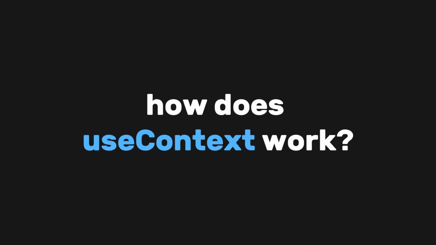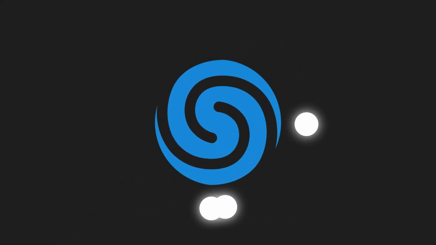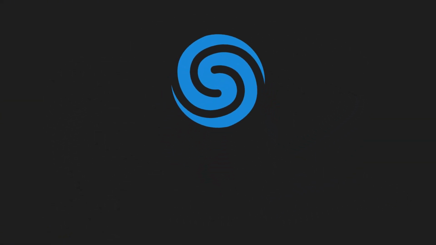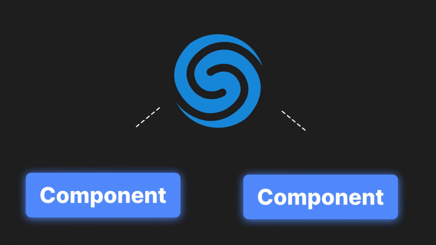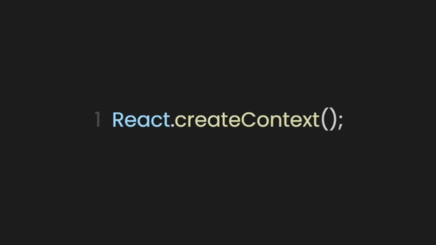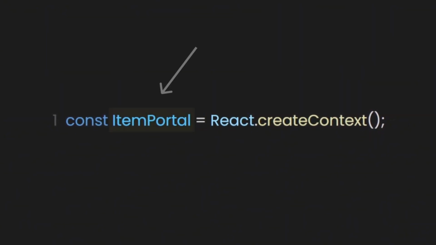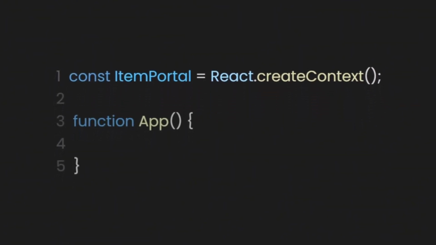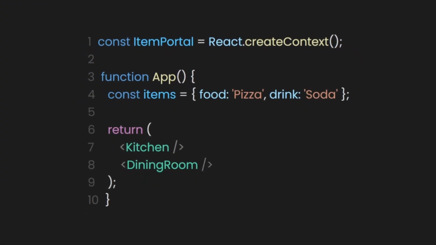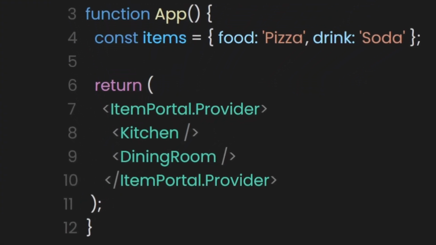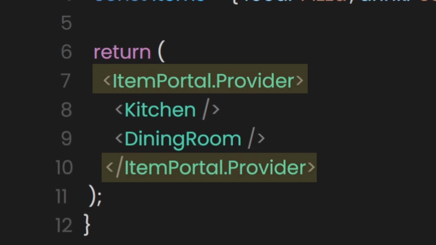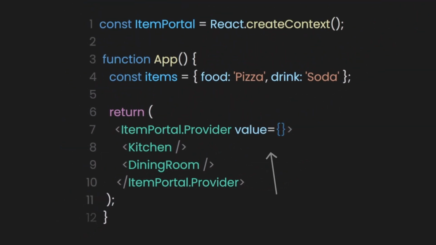So, how does useContext work? Think of it like a magic portal that sends data to any component in your app without needing to pass it through every layer. To create this portal, you use createContext and store it in a variable. This portal can hold any data you want to share. To open the portal, you need to use the context provider, include all the components that can access the portal, and load it with the items you want to send, which in our case are the food and drink items.